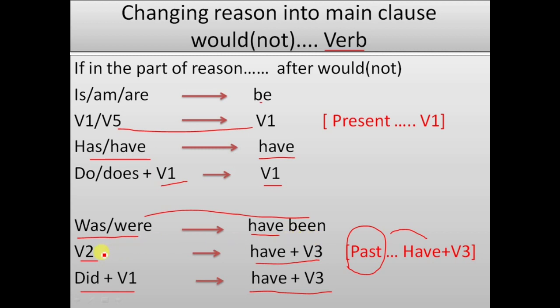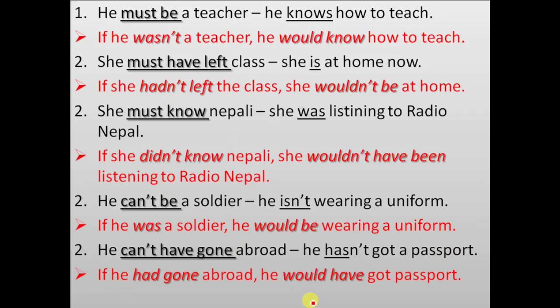If there is v2, v2 means past, past should be changed into have plus v3 after would or would not, therefore have plus v3. This v2 should be changed into v3. Similarly, if there is did plus v1, yes, did, it means it is past, therefore we have to use have plus v3. This v1 should be changed into v3.